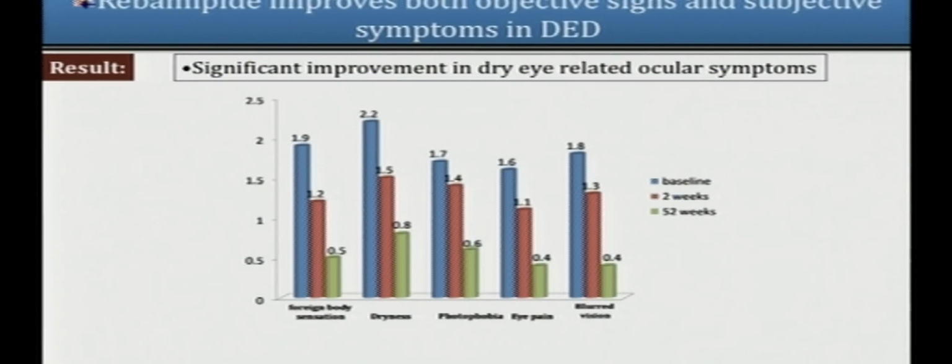Most importantly, the symptoms. When you ask the patient how they felt, at baseline at 2 weeks is the red, and the green is the at 52 weeks or a year. Most patients felt better as far as foreign body sensation, dryness, photophobia is concerned.